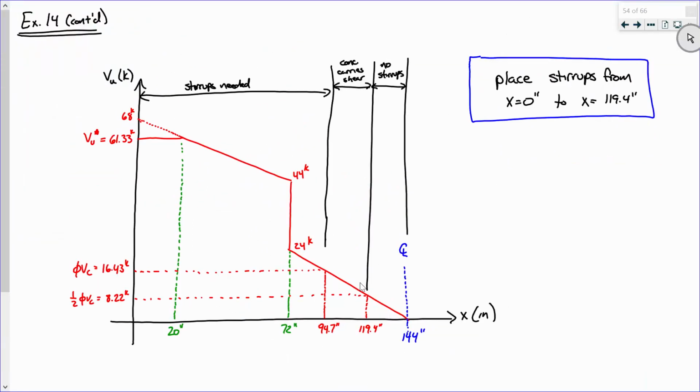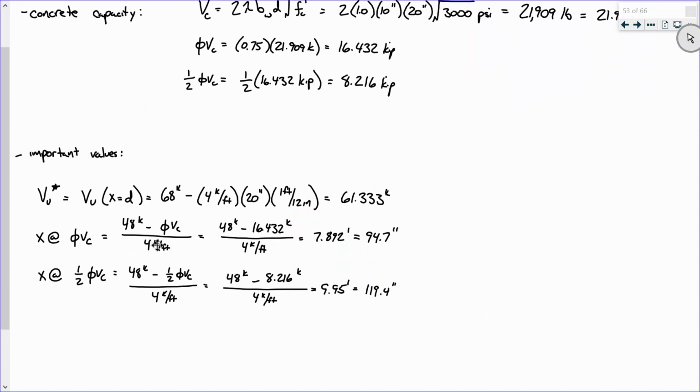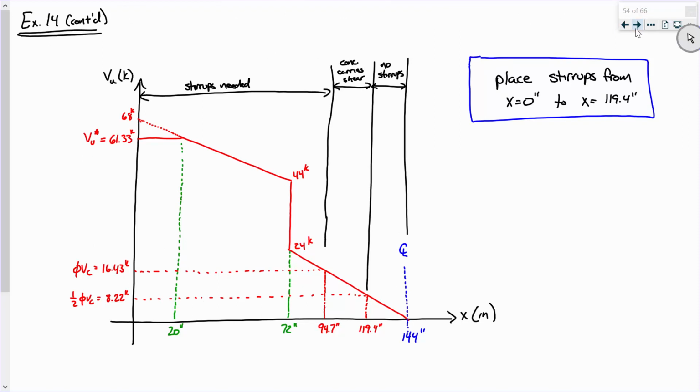Okay, so here's our shear diagram. Now this first range here is equation 1, this is equation 2. Equation 1 goes from 68 kips to 44 kips. So if I'm trying to find a value of, let's say, 61.33, I'm going to use this equation, because I know this equation goes from 68 to 44. I'm going to plug it into this one, not that one, because the diagram shows me the plot. It's going to be somewhere right here. Do you see what I mean?